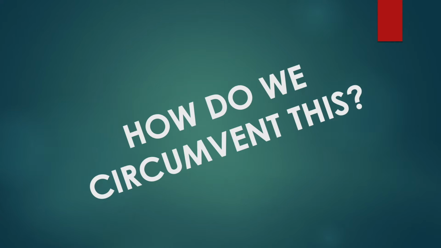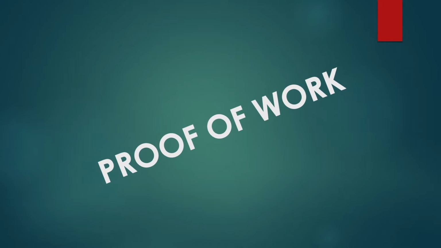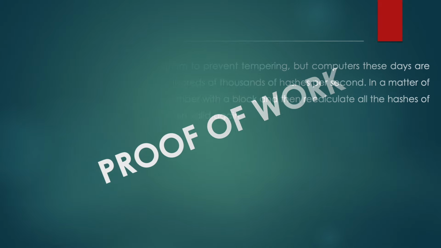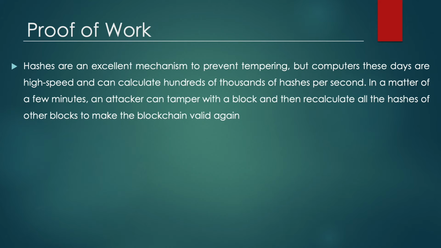How do we circumvent this? Through a mechanism that blockchain uses called proof of work. Hashes are an excellent mechanism to prevent tampering, but computers these days are high speed and can calculate hundreds of thousands of hashes per second. In a matter of a few minutes, an attacker can tamper with the block and then recalculate all the hashes of other blocks to make the blockchain valid again.